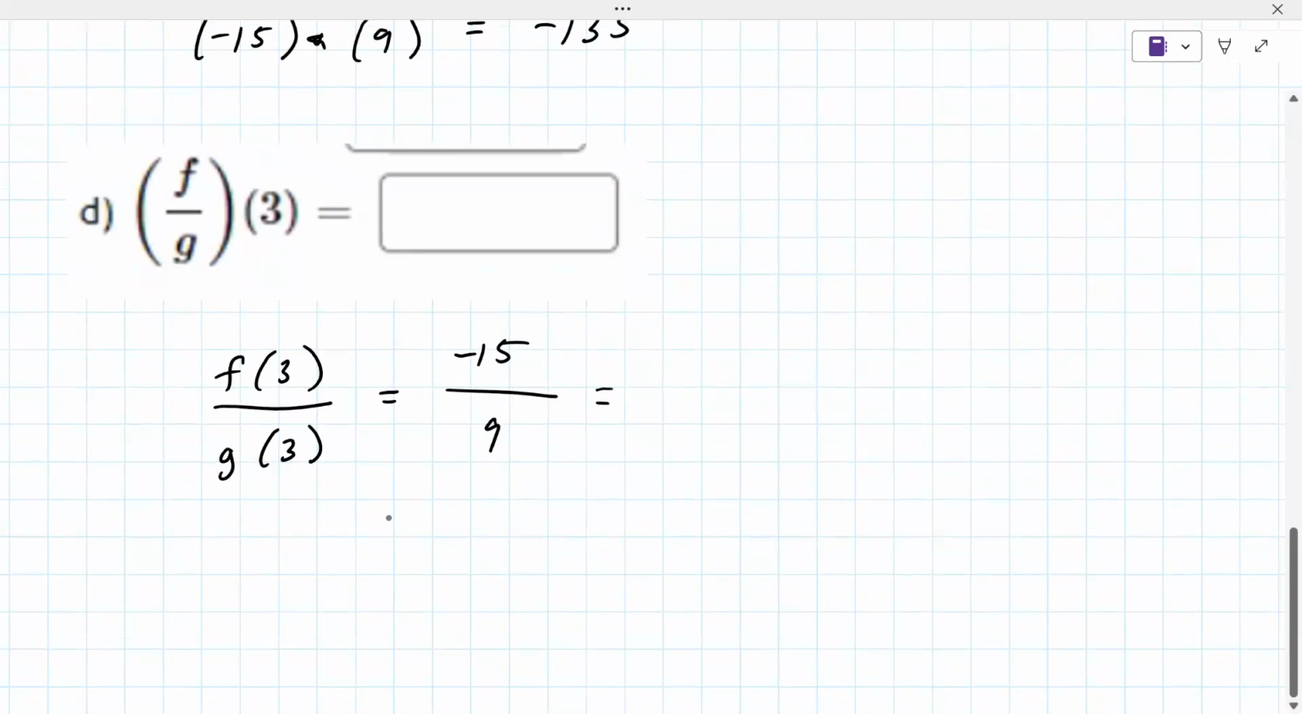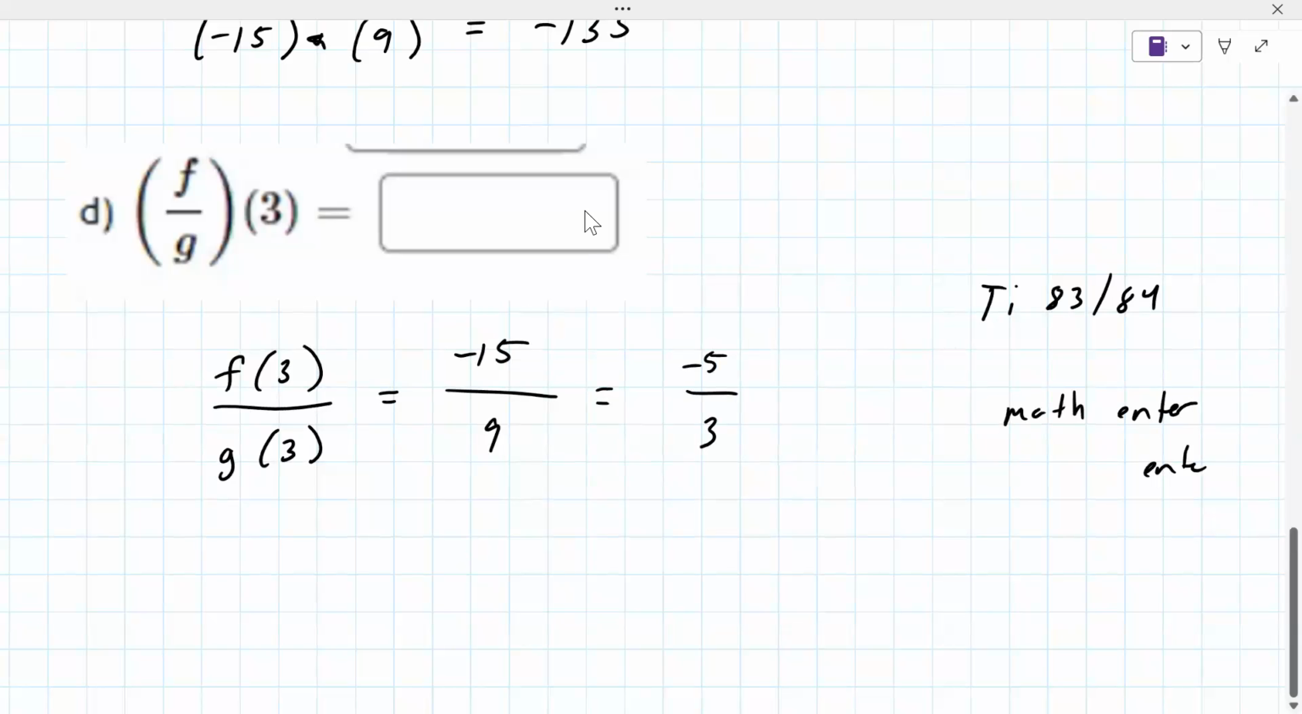This reduces. Now, if you have a TI-83 or 84 calculator, you can hit math, enter, enter, and that will convert this to a fraction. You should get negative 5 over 3. Let me see if I can get that: negative 15 divided by 9, math enter. Yep, negative 5 over 3.